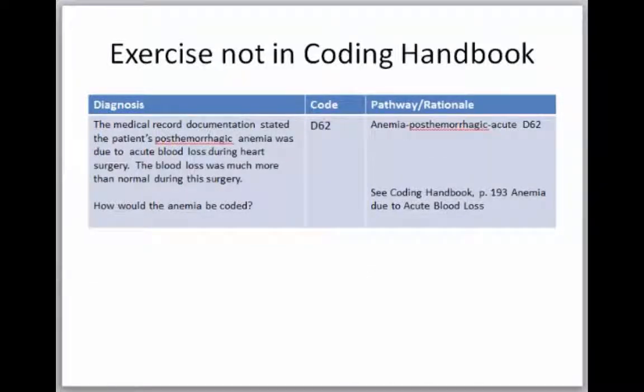Here's another exercise, not in the coding handbook. And it's just a reminder that you would not code additional blood loss from a heart surgery unless the physician has documented that this patient has a post-hemorrhagic anemia because of all the blood that was lost during this surgery.